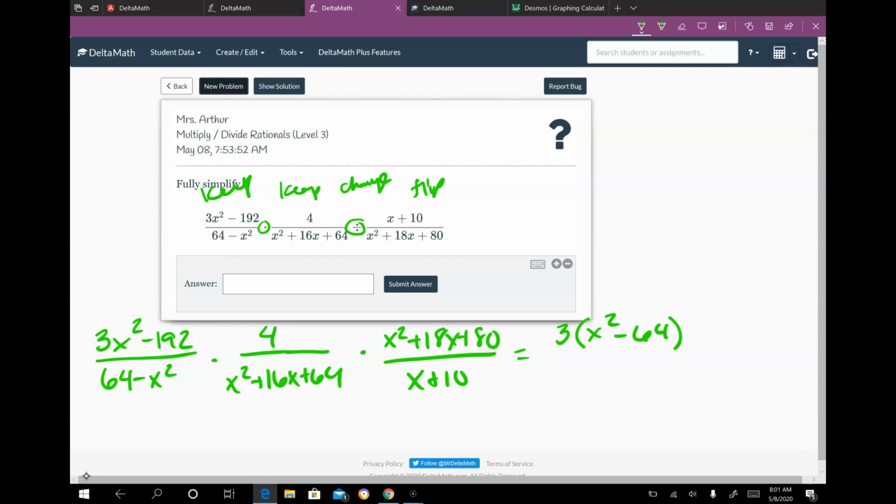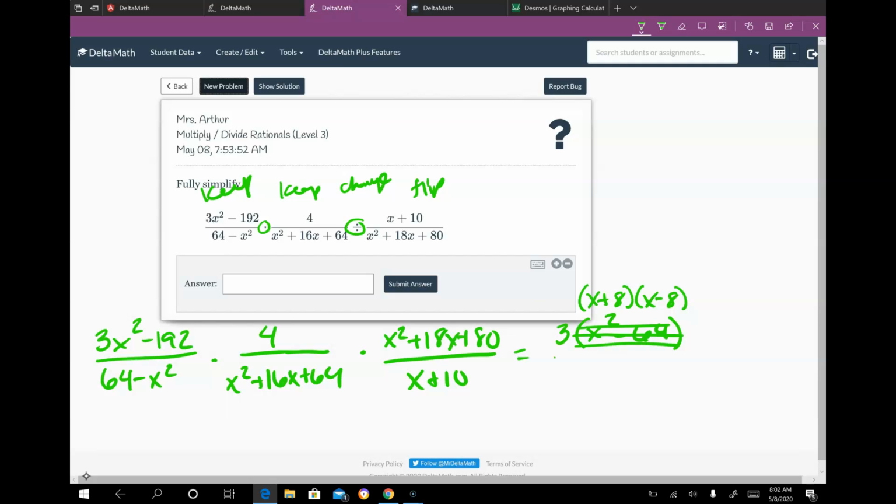Well, 64 is a perfect square. What's the square root of 64? Plus or minus 8, right? So that's a perfect square binomial, and I can change that to 3 times x plus 8, x minus 8.